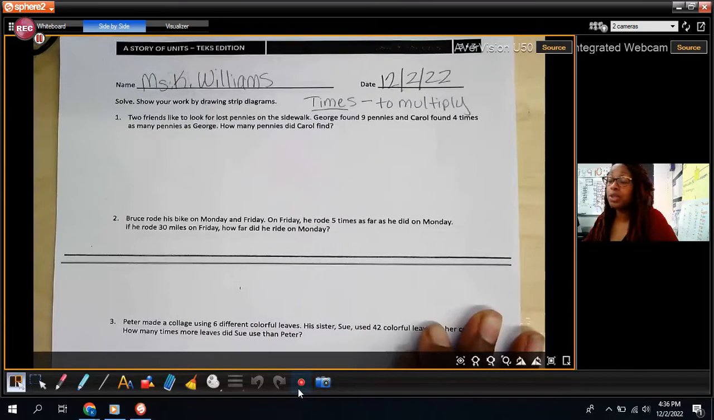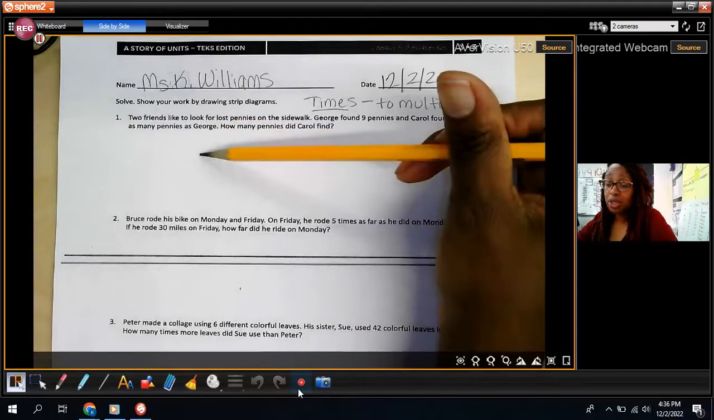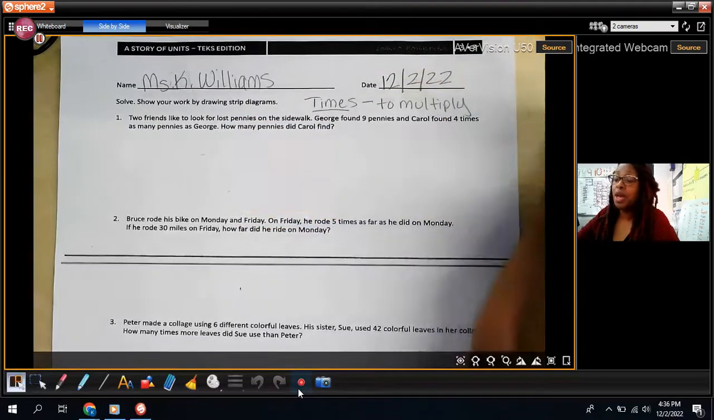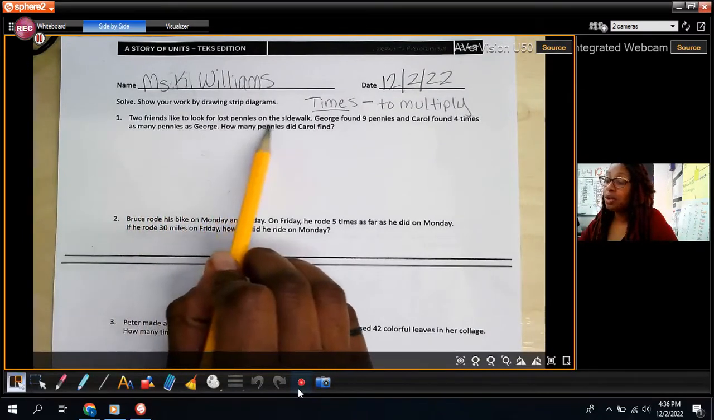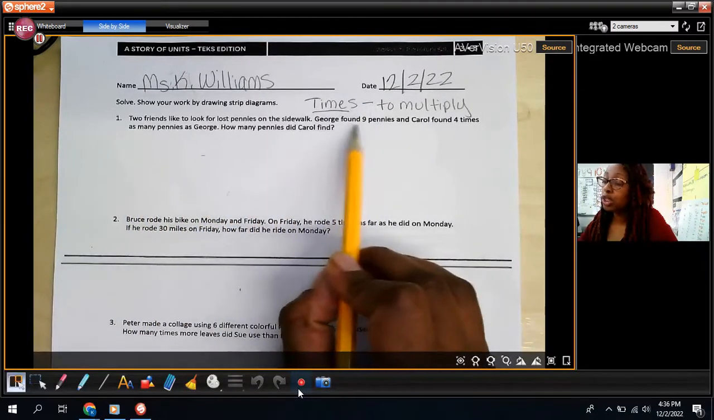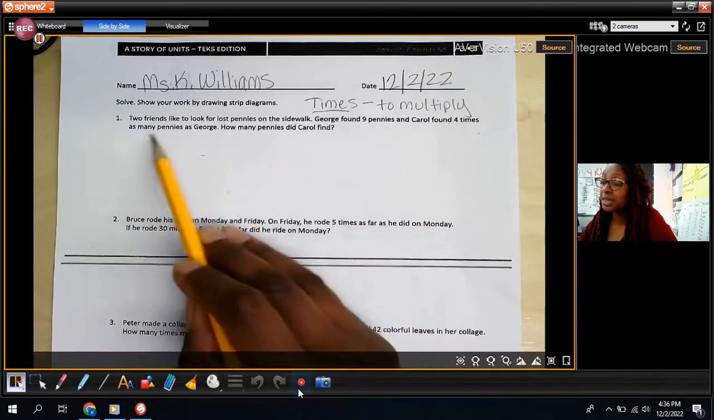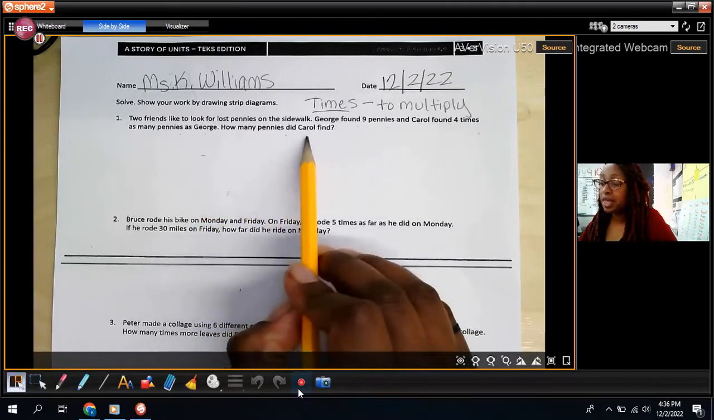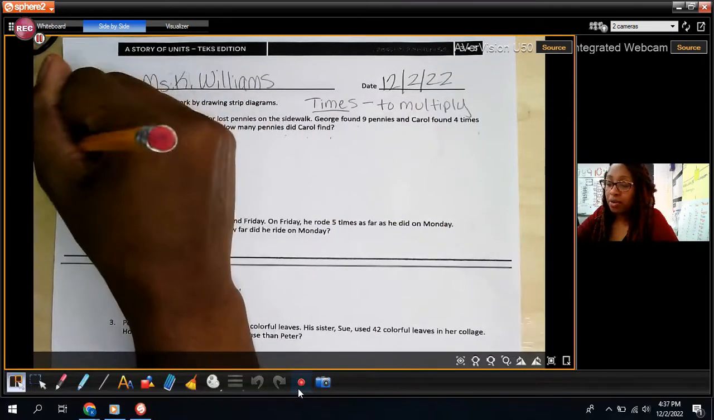And you'll see that now. All right, so once again, we read our question. I've read it once. I'm going to read again and begin to annotate. All right, so two friends like to look for lost pennies on the sidewalk. George found 9 pennies and Carol found 4 times as many pennies as George. How many pennies did Carol find? All right, we're starting with our read.